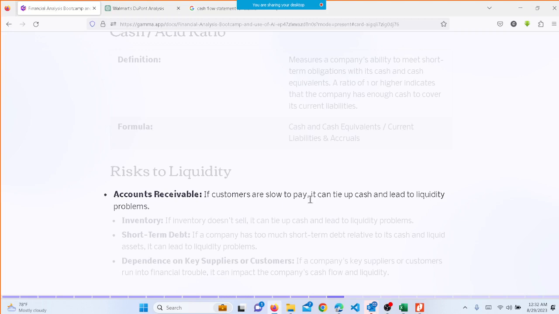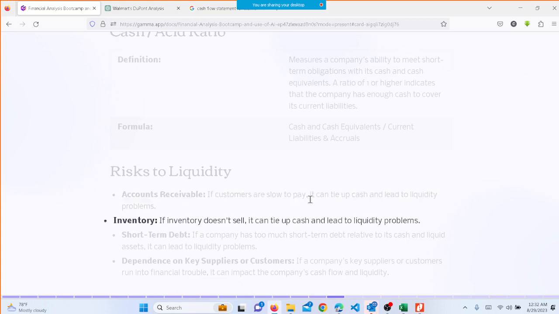If there is a downfall in the market itself, suppliers are coming to ask for money from you, and your customer may not be able to pay you back as well. Inventory also, if it does not sell, can tie up cash and create liquidity problems, especially when the inventory is related to fashion, which can go out of fashion or out of trend very soon. So this may be a very high risk for the company.